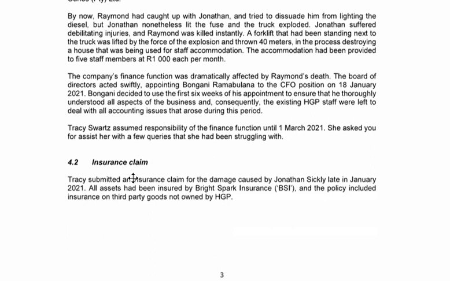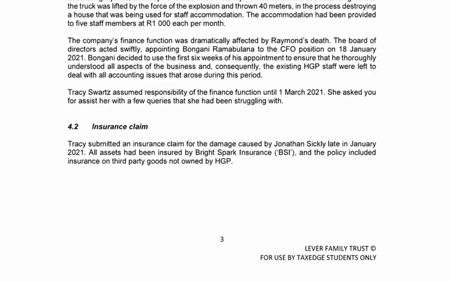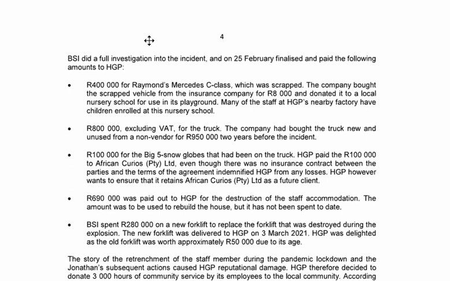So this is what the question's on, the insurance claim. It says Tracy submitted an insurance claim for the damage caused by Jonathan Sickley late in January 2021. All the assets had been insured by Bright Spark, and the policy included insurance on third-party goods not owned by HGP. So guys, what's going to happen? The required asks you for all of the VAT and donations tax implications. So we need to list the transactions.